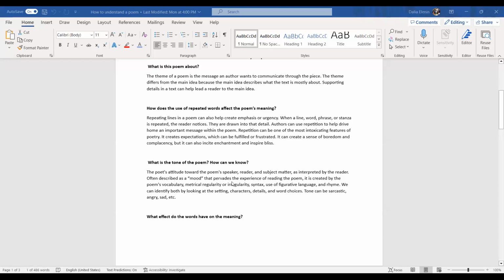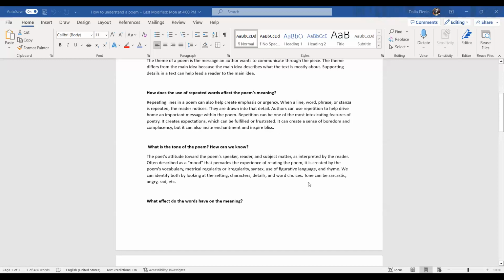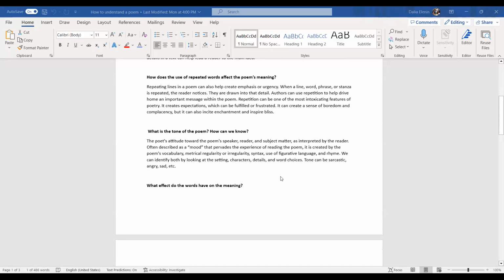Next thing is to look for what is the tone of the poem, and how can we know the tone. Remember, we talked about how did it make you feel, the poet's attitude towards the poem's speaker or the reader. What is the subject matter, described as the mood? What is the mood in the poem? All right. Many of you just said sad.